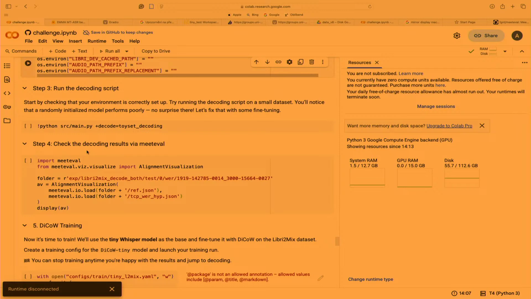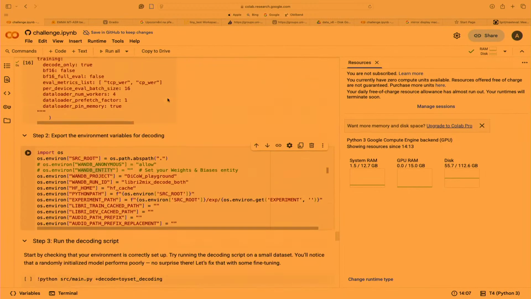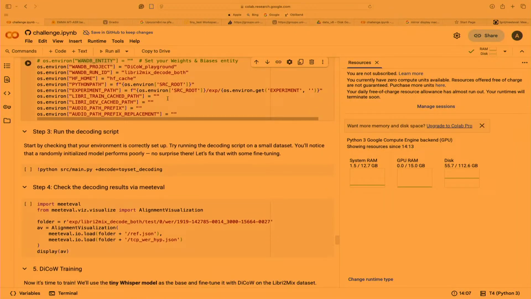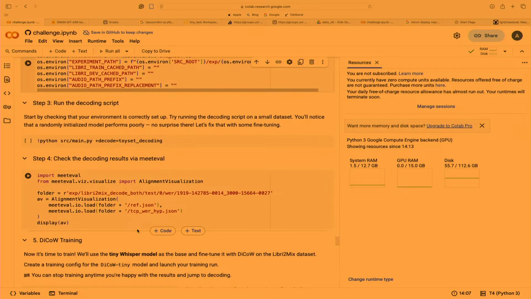You can show it now here if you run the decoder. Did you run the decoder? No, it crashed for me, so I have to restart everything. So I will just guide you through, and then I will run the decoding. If you run the decoding, then you will produce this X folder, and there will be this experiment, and there will be test, 0, word error rate, and for each session, there will be a folder where you can see a reference, hypothesis, and this visualization. And you can also visualize it here in the notebook.